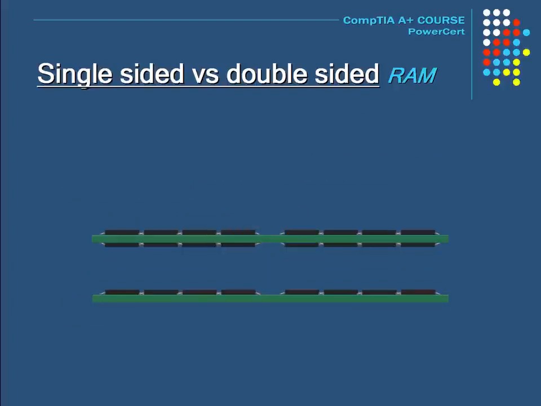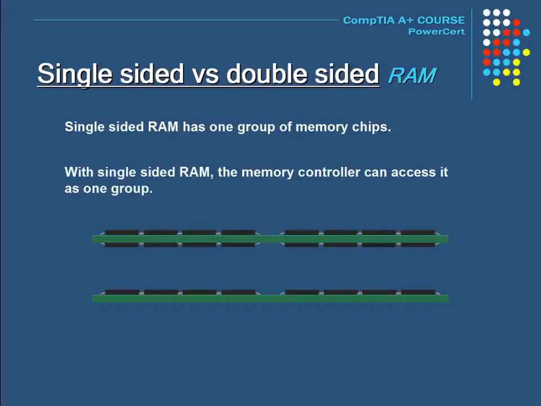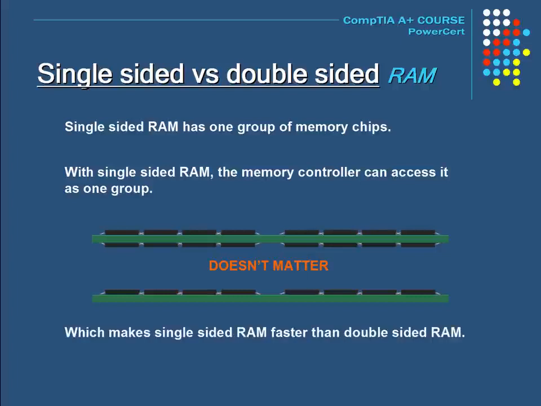Now single-sided RAM has one group of memory chips. These chips can be physically either on one side or on both sides of the memory module. But that's not the point. The point is that because it's single-sided RAM, the memory controller can access it as one group, which makes single-sided RAM faster than double-sided RAM.